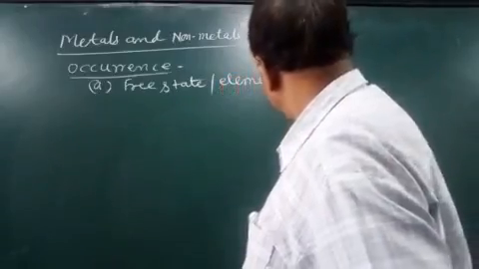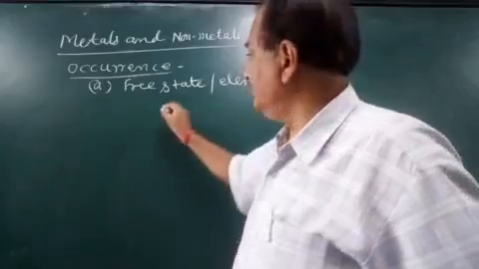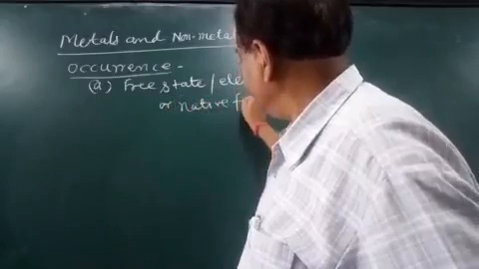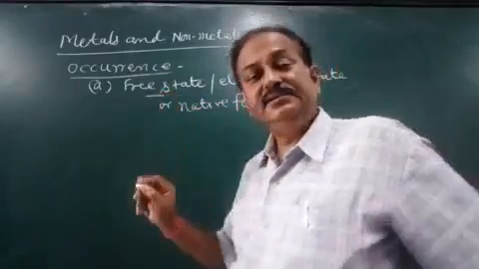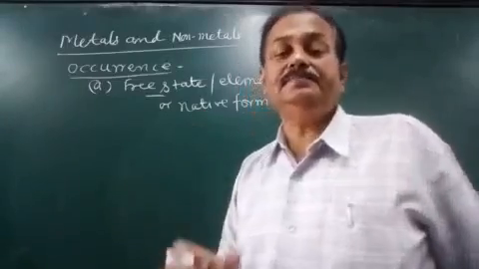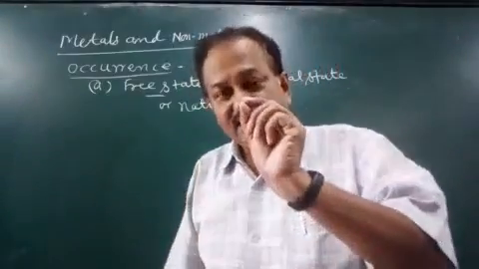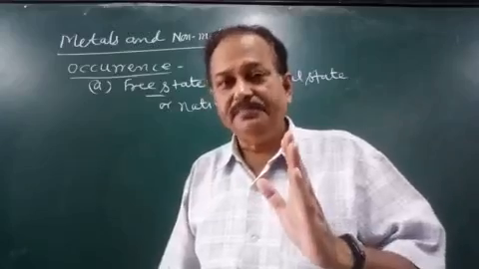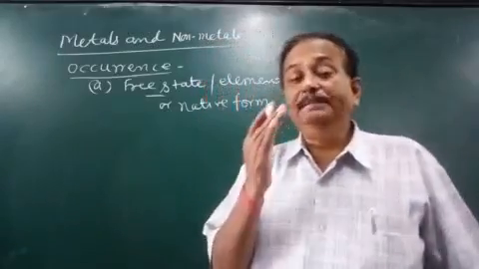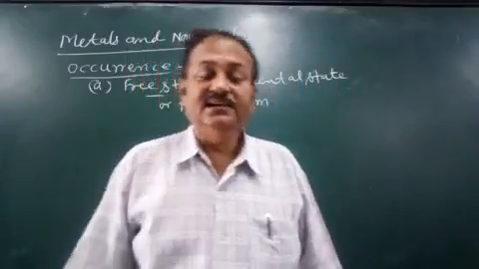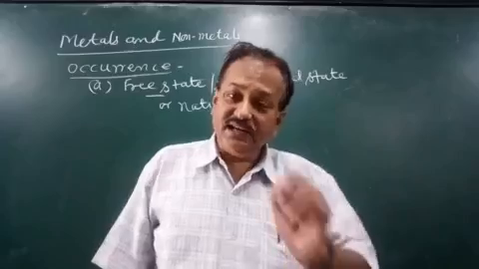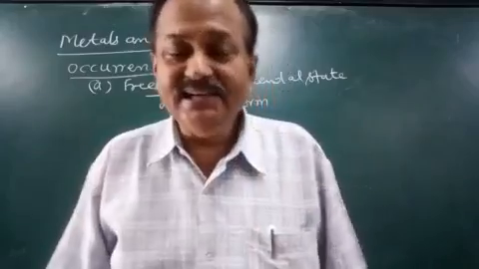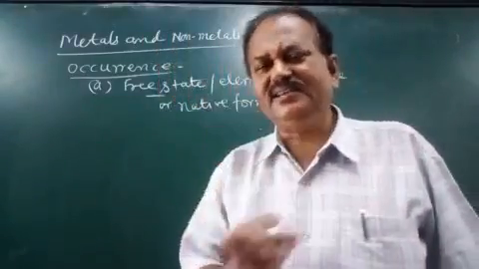Elemental state, it can be called the native form. So free state or elemental state or native form means when metal in very fine particles is found in nature. In this category, the metals which are least reactive, like silver and gold, are found in very small particles in the sand and soil in rare cases.